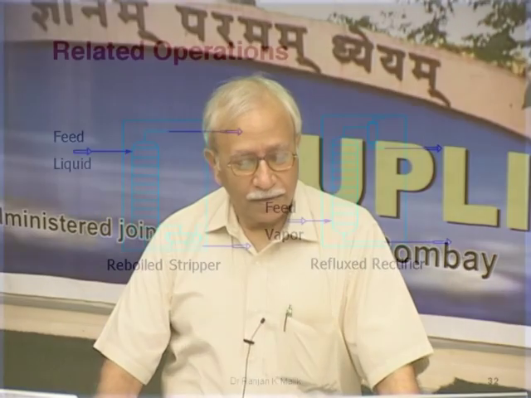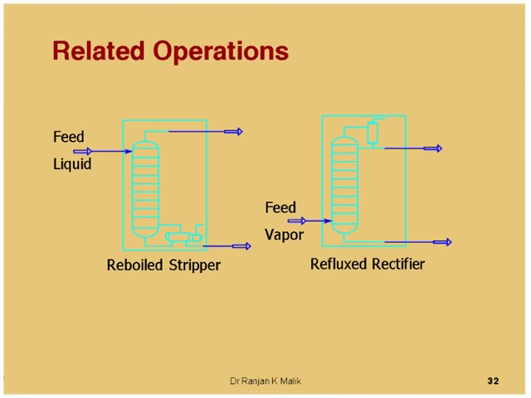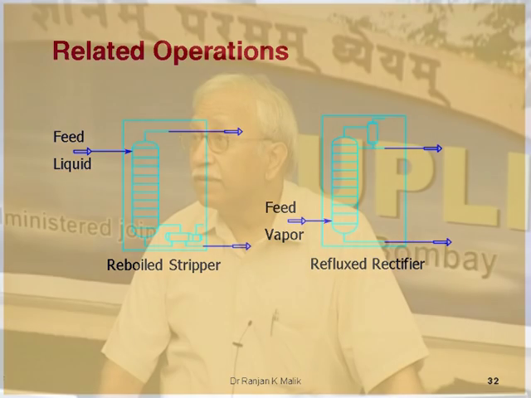Similarly, I can have another configuration where the feed is at the bottom. This should have been at the bottom. All these arrows mean that it's at the bottom. So the source of vapor is the feed itself, and the source of liquid is generated by a reflux which is coming from a condenser here, and therefore this is called a refluxed rectifier, because essentially this is the top portion of a conventional distillation column, which is the rectification zone. This is the bottom portion of a conventional distillation column, which is the stripping zone. So this is a reboiled stripper and this is a refluxed rectifier.